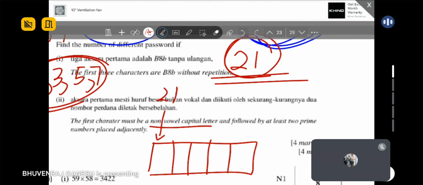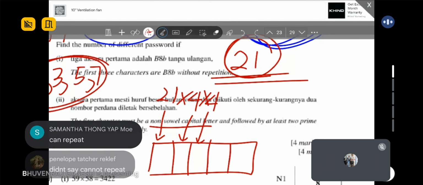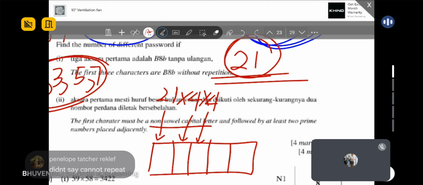Okay. And then followed by at least 2. Sekurang-kurangnya 2. So means that 4 and also 4. Okay guys, may I know why over here I never minus 1? Kenapa kat sini saya tak tolak 1? Can anyone tell me the reason? Why is it 4 and 4? I thought must be 4 minus 3. Very good. Can repeat, guys. Boleh ulang. Okay, because if the question never mention no repetition, means that you can repeat.